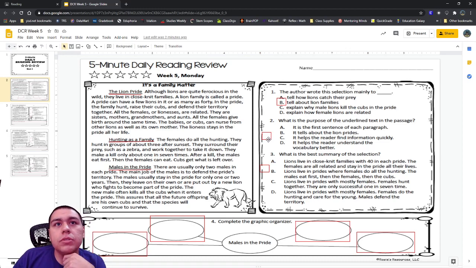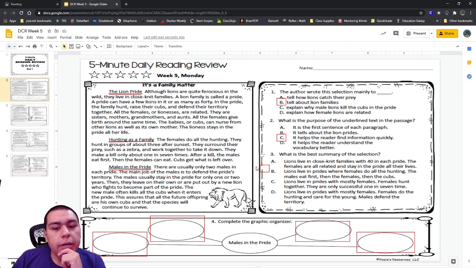Very good. It helps you find the information quickly. Because if they tell you what that paragraph is all about, and let's say, Haidin, that you had a question about, I don't know, just about the males, just about the boys in the lion pride, you wouldn't have to waste your time looking through all of the story, because you could just see, oh look, males in the pride. I need to look at the end. And you would know where to find it.